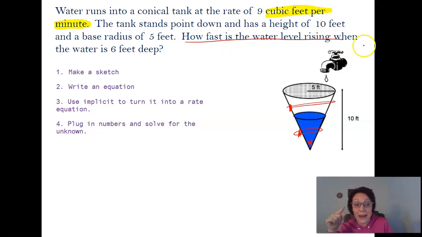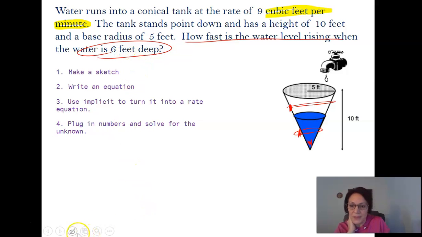Since it's not at a constant rate, they have to give you the instant that they want to know it. And they want to know how fast the water level is rising in the moment that it is exactly 6 feet. So if we label up our diagram, the radius of this tank is 5. They gave us a radius, they gave us a height. The height of the water they're interested in is 6 feet. So I've got a total of 10 feet that I can fill. They want to know what's going on at exactly 6 feet.